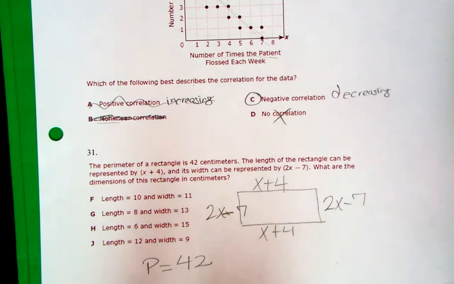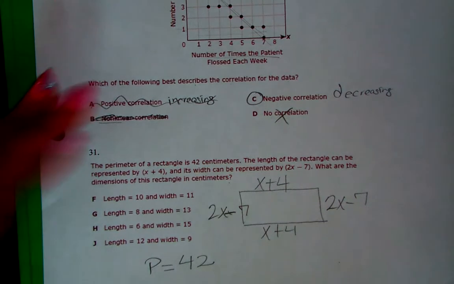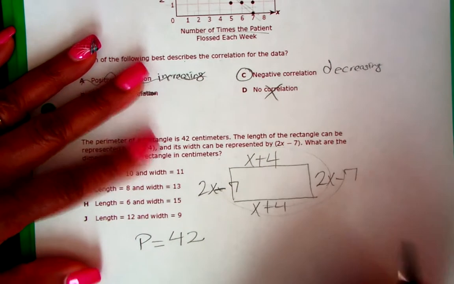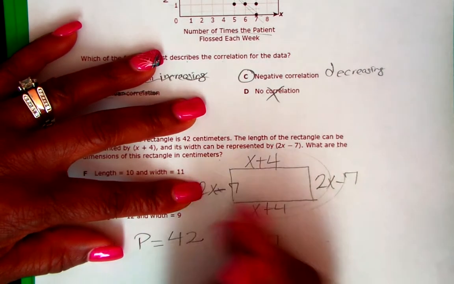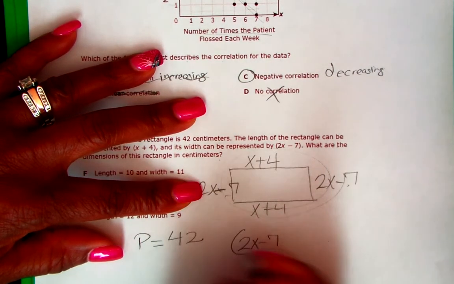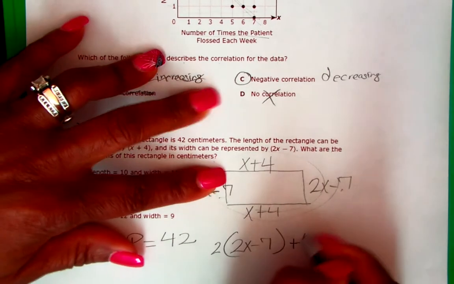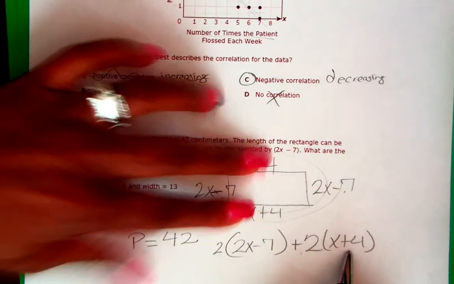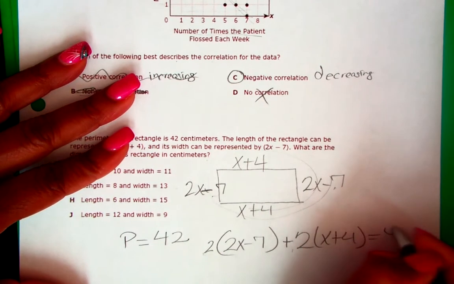Okay, notice that I drew a picture and labeled it. It's 42 centimeters. So how do I find the perimeter? Add up all the sides. I'm going to add up all the sides. So I have here 2x minus 7, and I had that twice, so I multiply it by 2, plus 2 times x plus 4, because this x plus 4 is twice, so I'm going to double it. And I want that to equal 42.